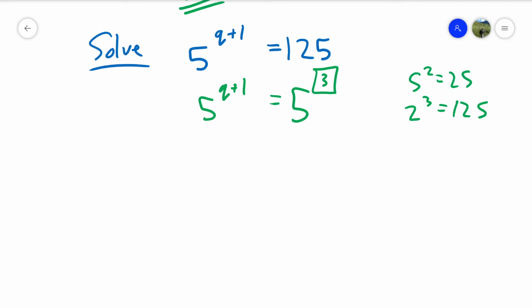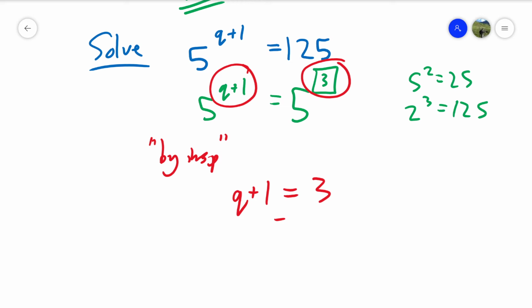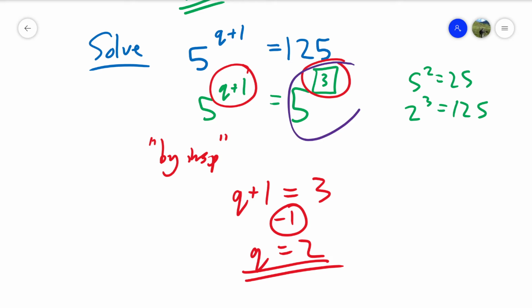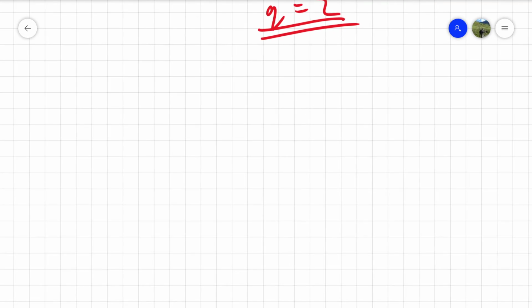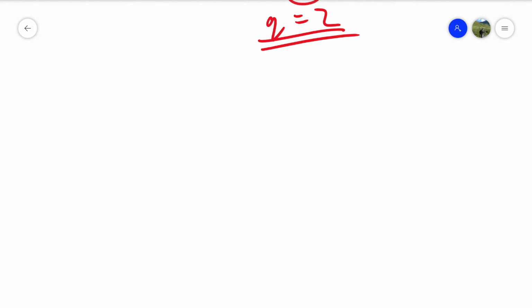Brilliant. Now I can use by inspection. And I can say, obviously, by inspection, q plus 1 equals 3, minus 1 from both sides, q equals 2. That's your answer. Just a reminder, what did we do here? Why did we turn it into 5 to the third? We did the make it look the same skill. A key, important, creative skill to answer more advanced, difficult maths questions.